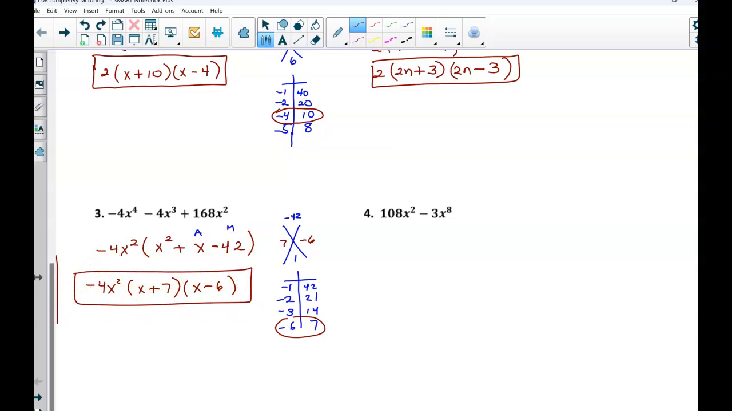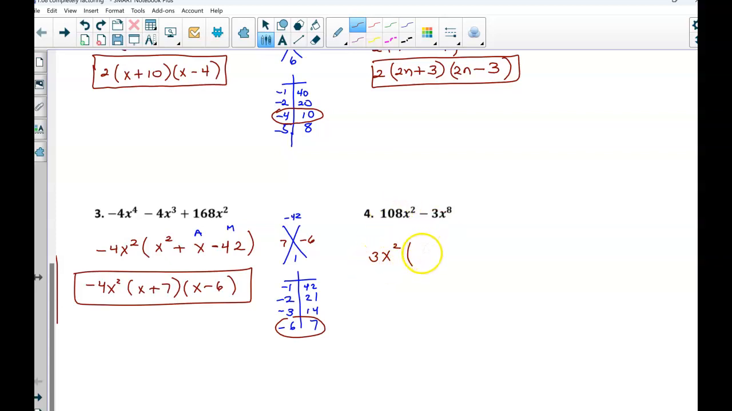Okay, put the video on hold and try number 4. Okay, we're back. So again, always look for the GCF first. So I know 3 goes into 108, and here I have x squared, and here I have x to the 8th, so I have x squared in common, so I can factor out 3x squared.